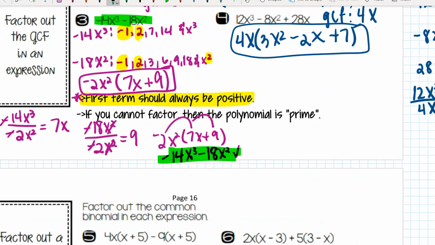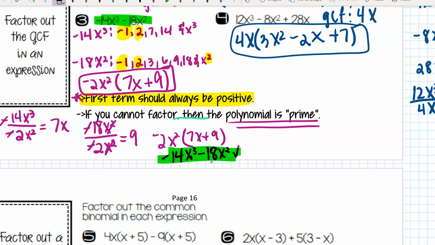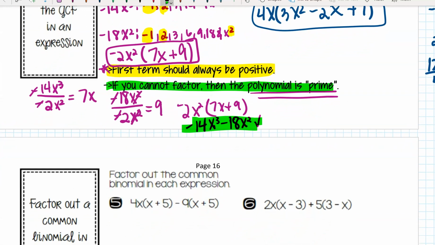If you cannot factor, if there's no GCF, there's nothing you can factor as we go through our unit, then that polynomial would be considered to be prime, okay, and you would just write prime. So if you cannot factor, then you would say it's prime. Okay, so let's go to the next page.